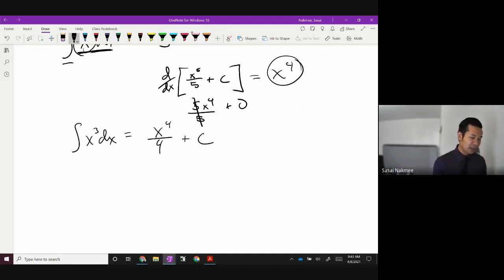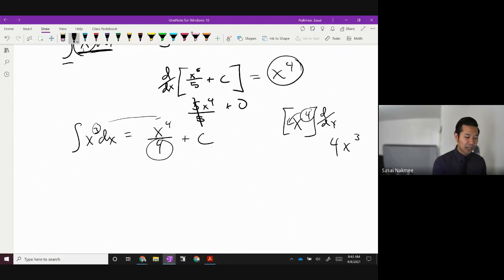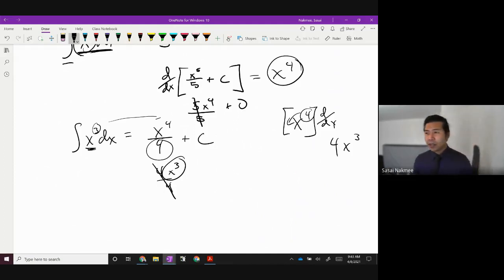How do I know that it's x to the 4th over 4? These powers go up by 1 because when I take the derivative of this, the power goes down by 1, right? This becomes x to the 3rd, but the power comes down in front. So that 4 would come down here. Now, what's different about this one is we have to put it over a fraction so that this 4, when it comes down when I take the derivative, will cancel out, and we're left with just x to the 3rd. This actually is a formula. This is actually a rule that we follow here.